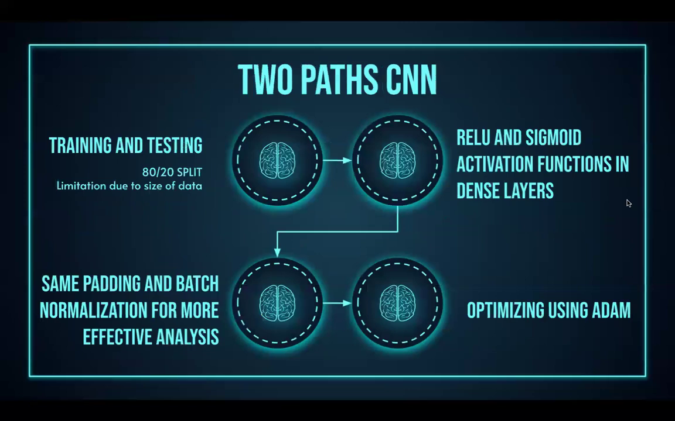So for our baseline model, we implemented two-path CNN, as I previously mentioned. We started by splitting our data into training and testing sets using the classic 80-20 split. However, we had limitations due to the size of the data because, as we previously mentioned, we only have 71 patients. We used ReLU and sigmoid activation functions in dense layers and the sigmoid in the final layer because this is a binary classification problem. We also used same padding and batch normalization for more effective analysis. And lastly, we optimized all our models using Adam.